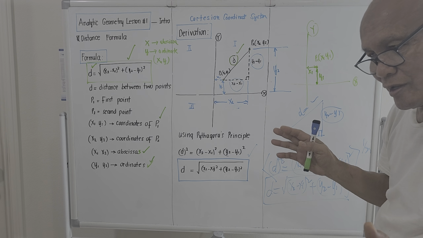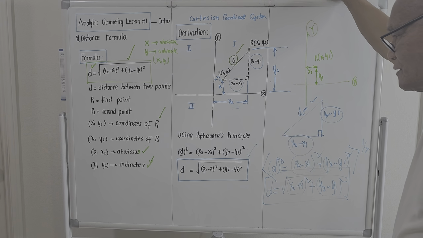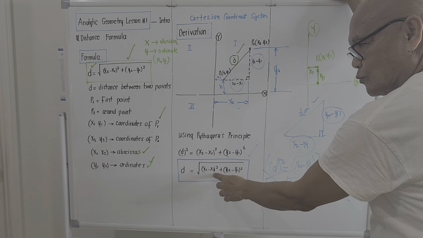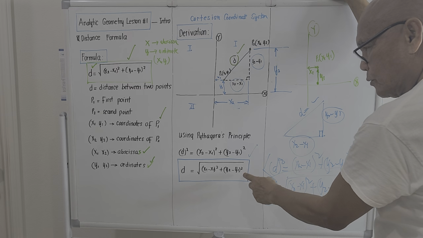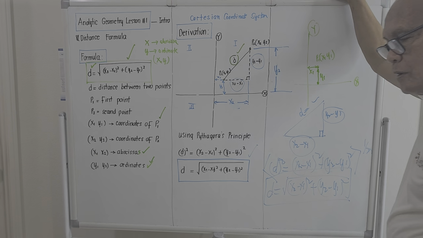But not to trick yourself into a complicated thing, make it a point that the first thing here should be x sub 2, and the next one will be x sub 1. First one here will be y sub 2, and the second one here will be y sub 1. And this is the so-called distance formula.